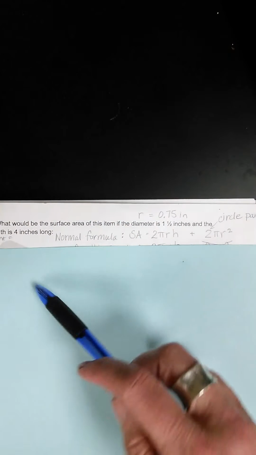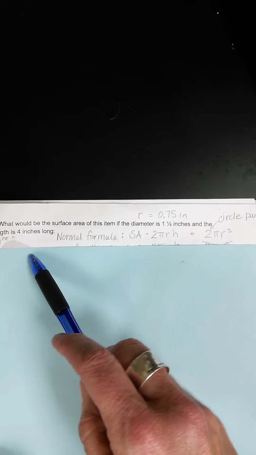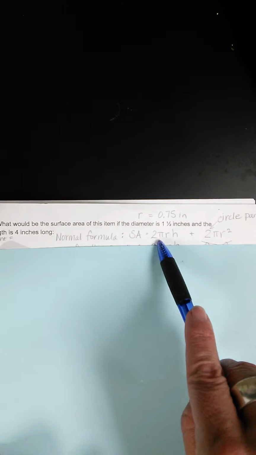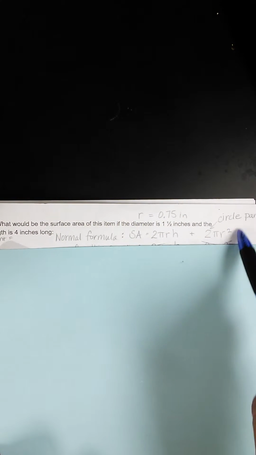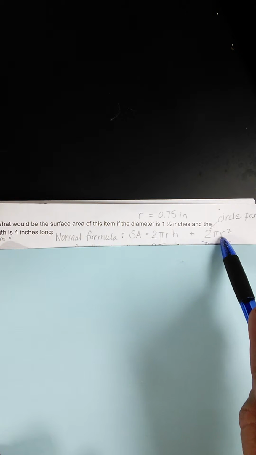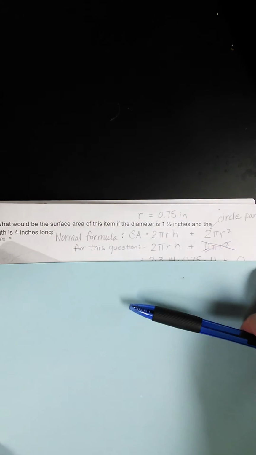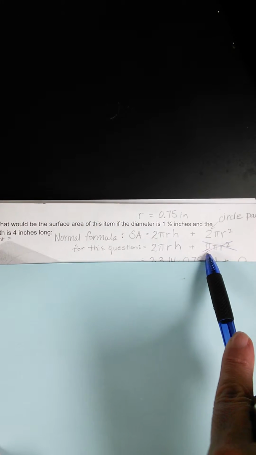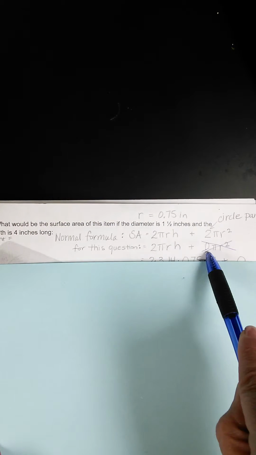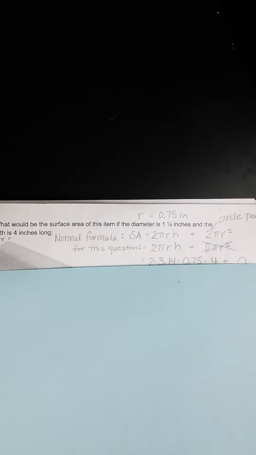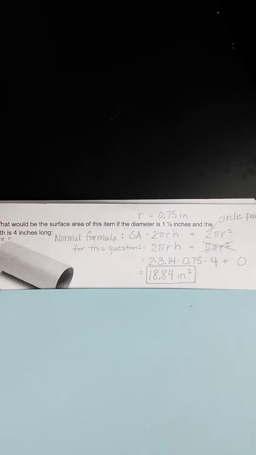For this one, you have a toilet paper roll, is the picture. The normal formula would be that where you have the rectangle and the 2 circle parts. This is the circle part, here is the rectangle part. If you don't have any of the circles, that would be a 0. That essentially gets rid of that entire section. You would put in your values and you would get that 18.84 inches squared.